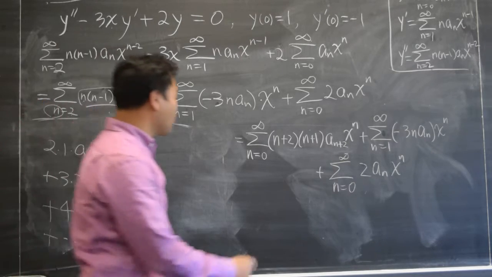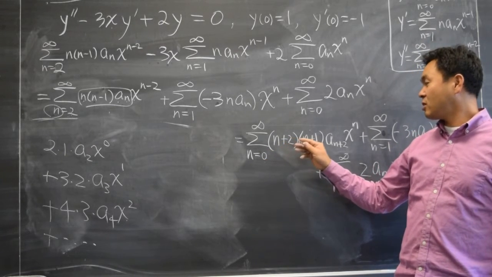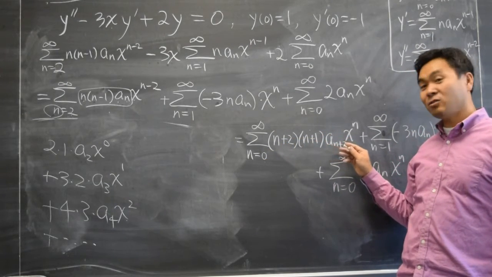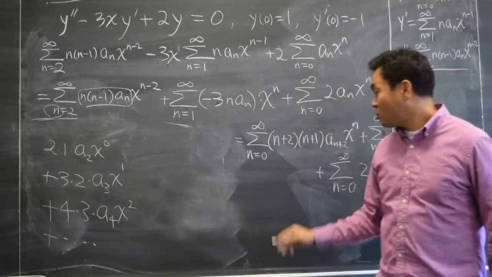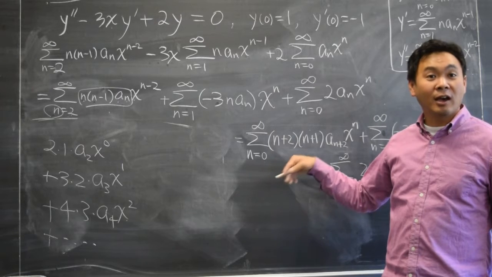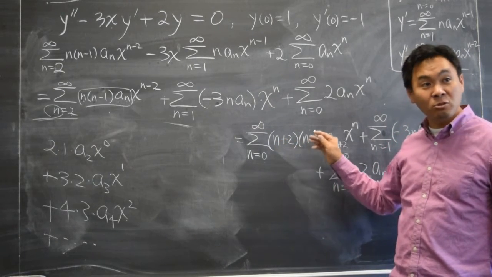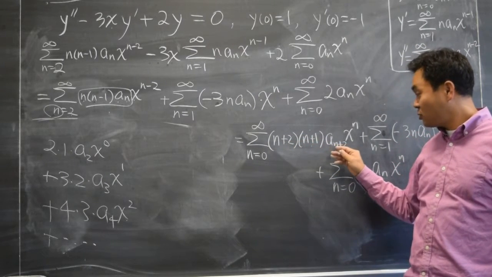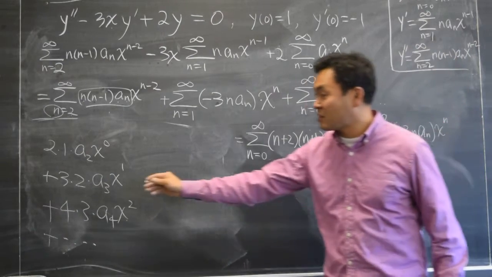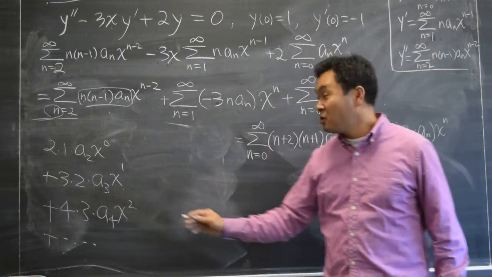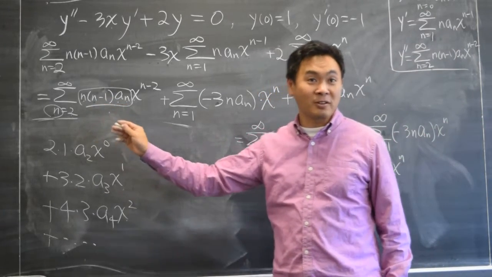Okay. Now think about what this produces when n is 0. If n is 0, what do you get? 2 times 1 times a2 x to the 0th power. The same as this one, right? What's the next one? N becomes 1, right? 1 plus 2 is 3, 1 plus 1 is 2. 3 times 2 times a3 x to the first power. Exactly the same as this one, right? So we do see that this thing produces exactly the same thing as this one.